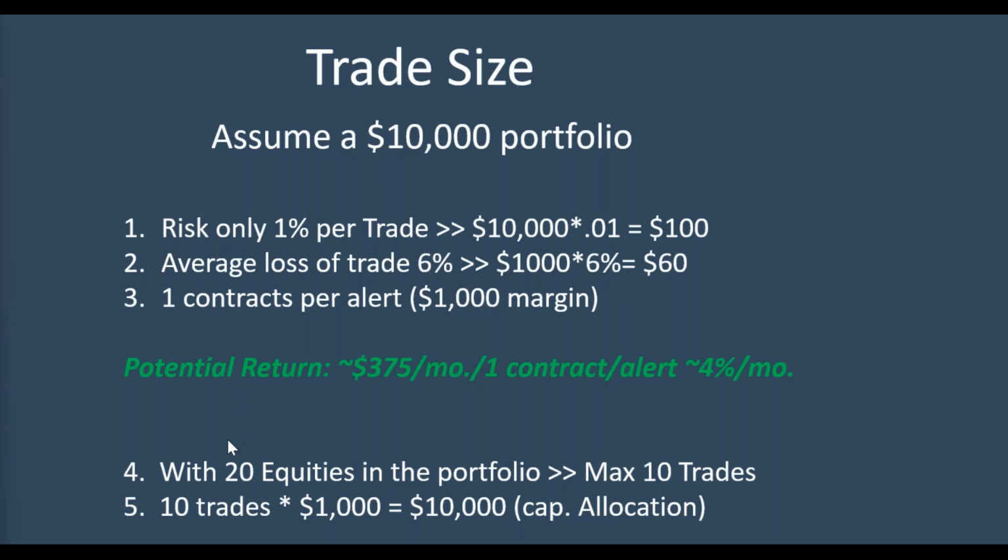And let's say you're looking at 10 trades. You've got 10 alerts that you're following. 10 trades times the $1,000 margin per trade is $10,000, and that's what you've got in your portfolio. So you're good to go with everything at that trade size. Now, the potential return on that, and of course, past performance is no guarantee of future results, is going to be about $375 per month. One contract per alert, it's about 4% a month, consistently, year after year after year after year.